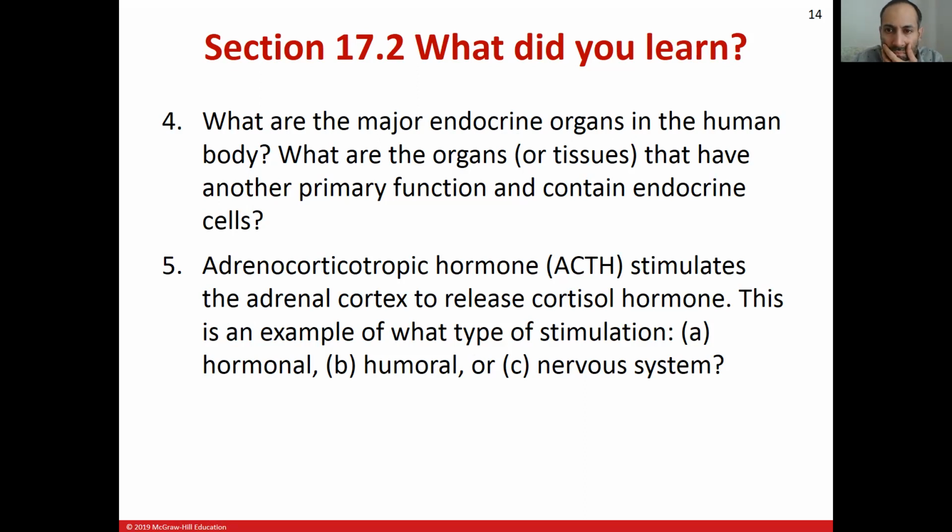ACTH, which stands for adrenocorticotropic hormone, stimulates the adrenal cortex to release cortisol hormone. This is an example of what type of stimulation: hormonal, humoral, or nervous system? So here you're having one type of hormone stimulate the secretion of another type of hormone. So this is hormonal stimulation, A, right?